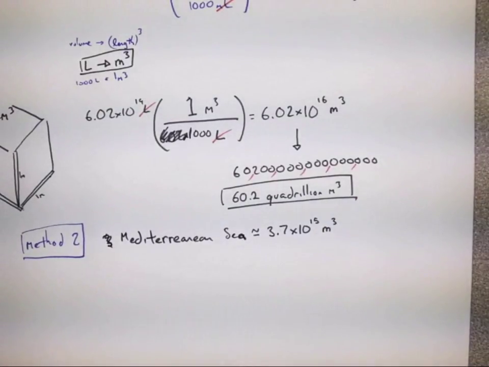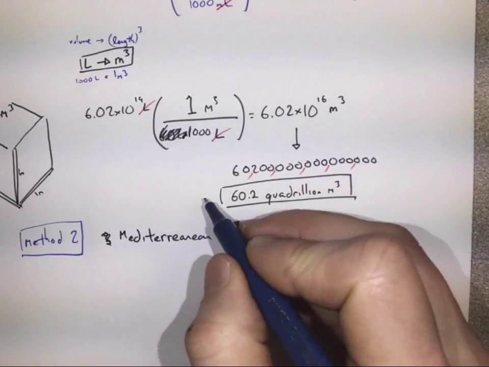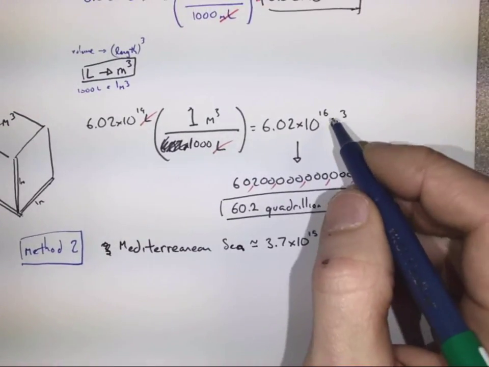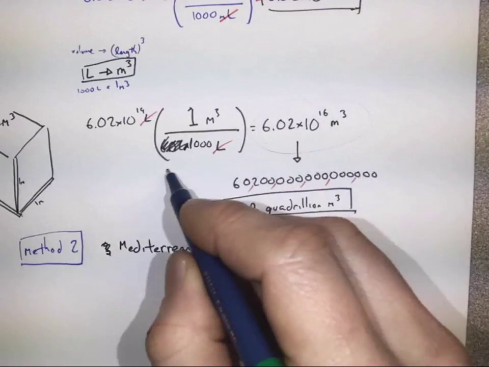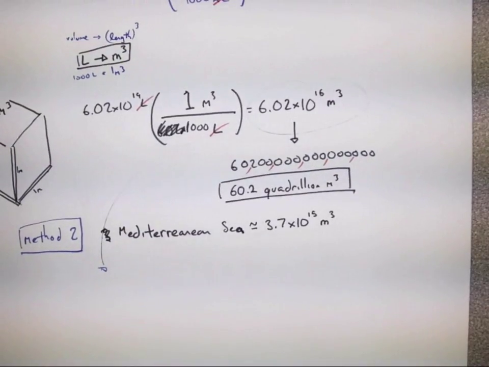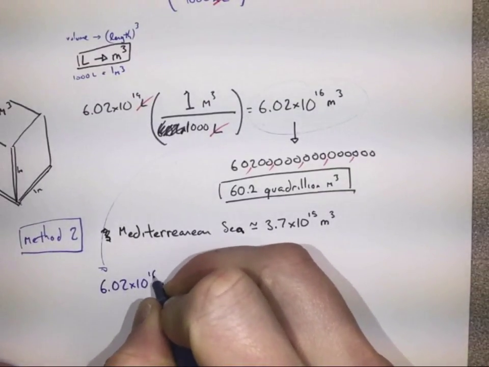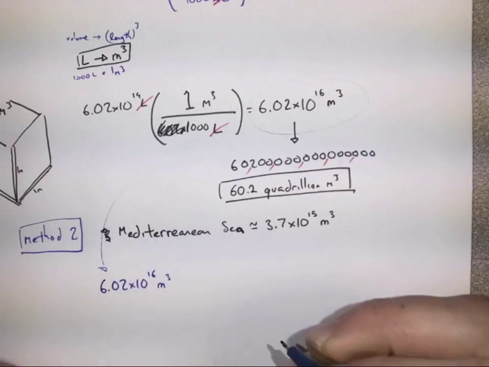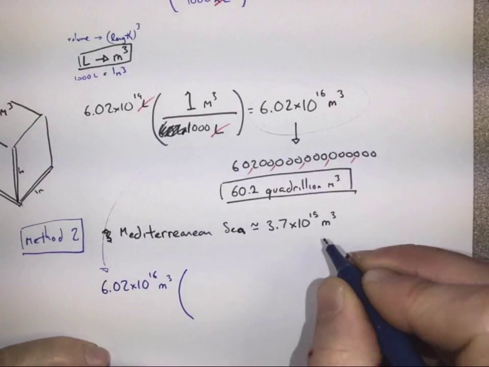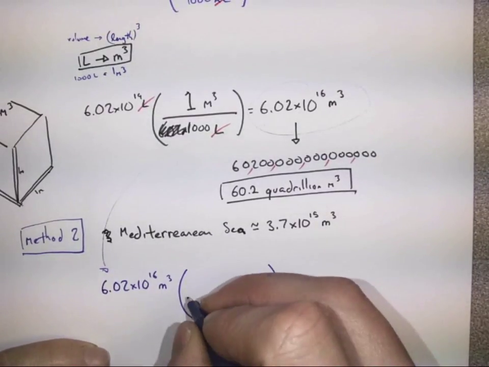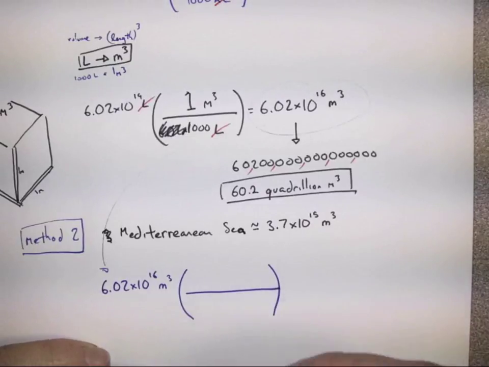Okay, so I can take my value here, maybe I'll take this one. I'm going to convert it into how many Mediterranean seas we have. It says 6.02 times 10 to the 16 cubic meters. And I'm going to convert from cubic meters into Mediterranean seas. I already wish I had left a little bit more space there, so I'm going to write a little small, I think.